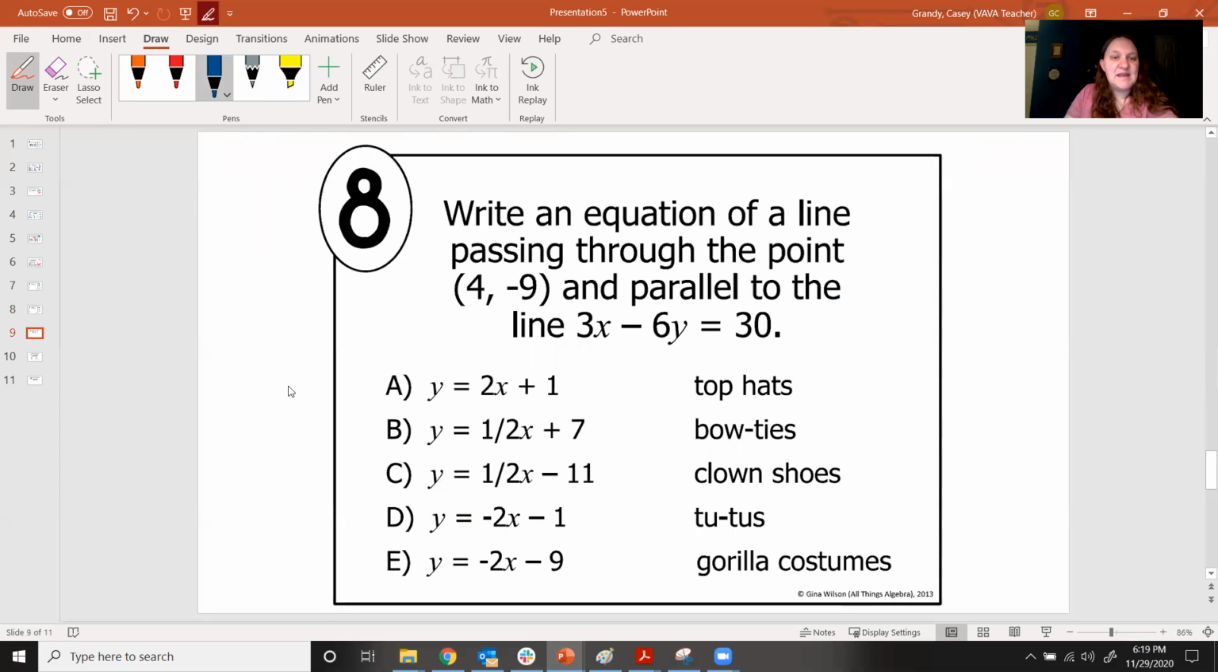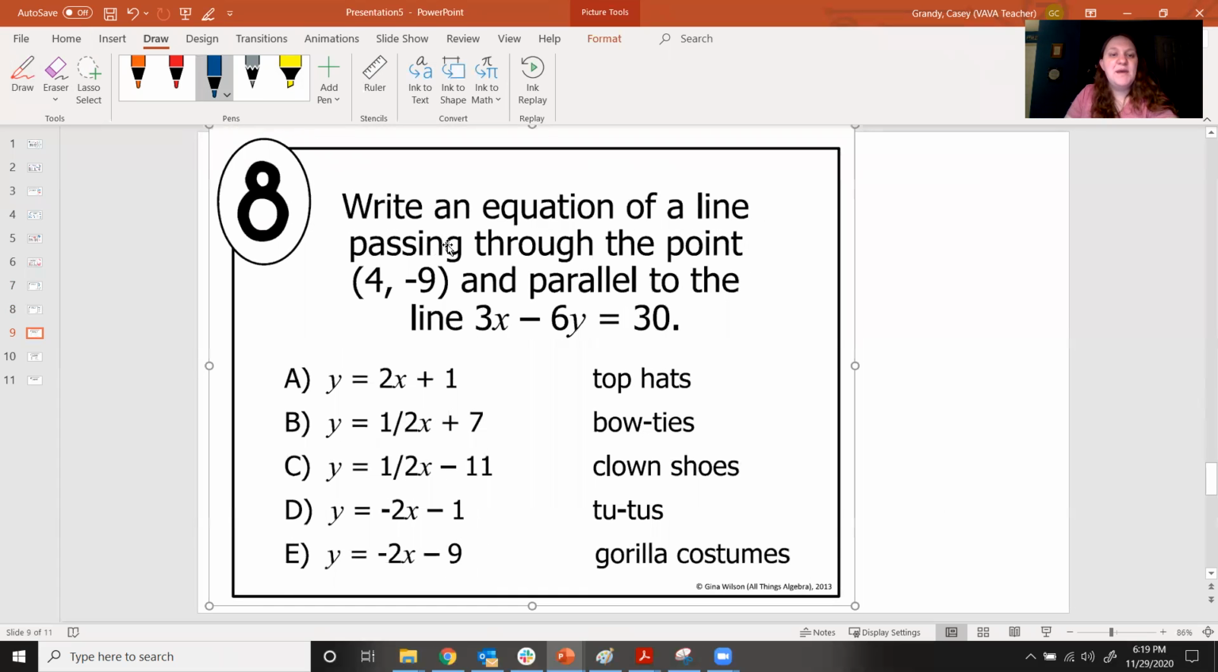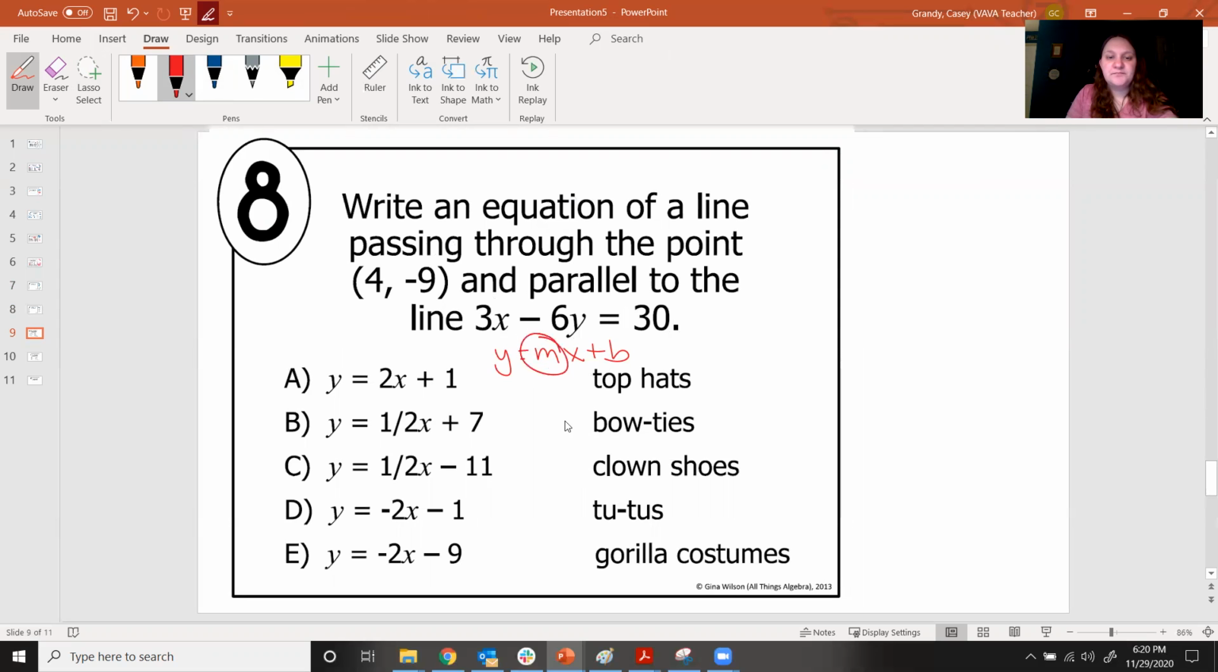All right, number 8. Write an equation of a line passing through the point (4, -9) and parallel to this line. So you want to make sure that you write your equation in slope-intercept form. Hopefully you're getting very good at that by this point. And then you'll know the slope. And once you know the slope, you also have a point, and you can use point-slope form. Try that now.